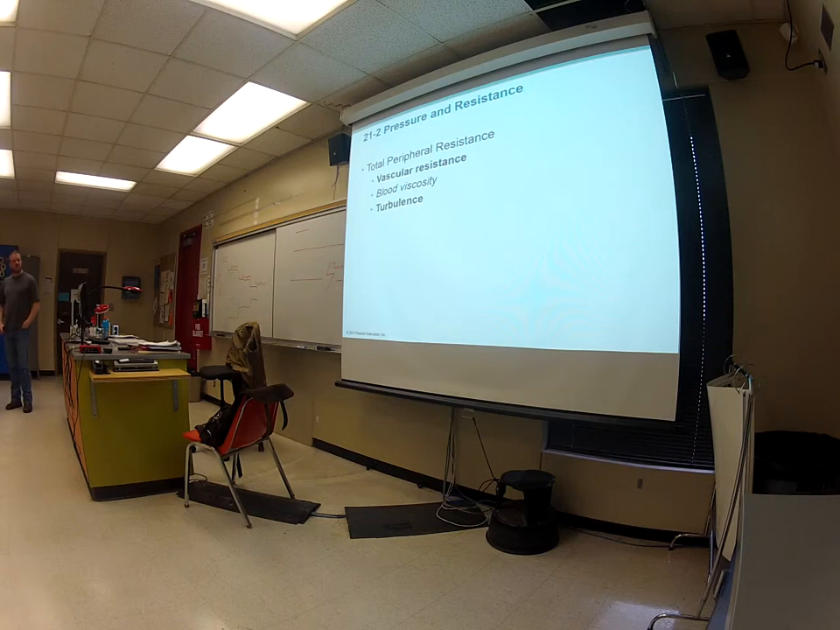So total peripheral resistance: vascular resistance, blood viscosity, and turbulence. Now, vascular resistance is this. This is the resistance created by the vessels. If they're occluded, that creates more resistance. If they're constricted, it creates more resistance. What if the blood is super, super sticky? There's not enough water. Blood viscosity.